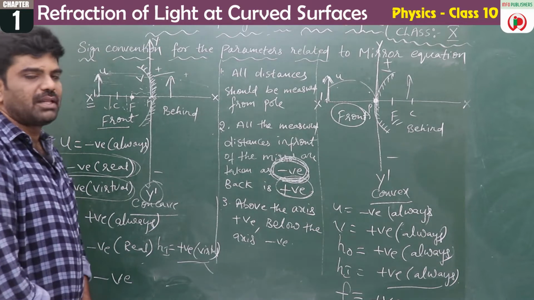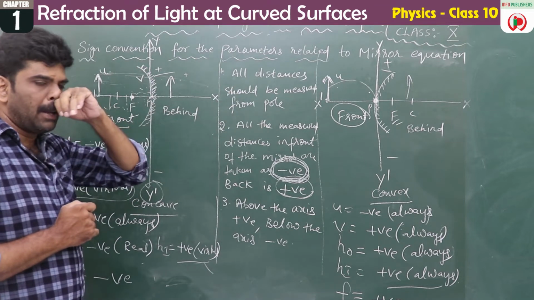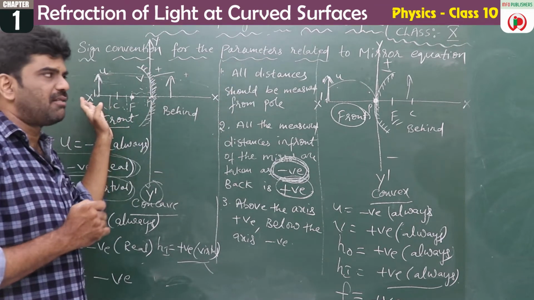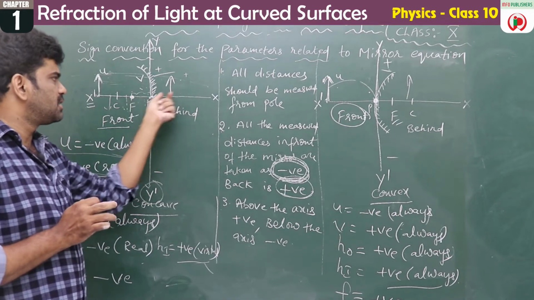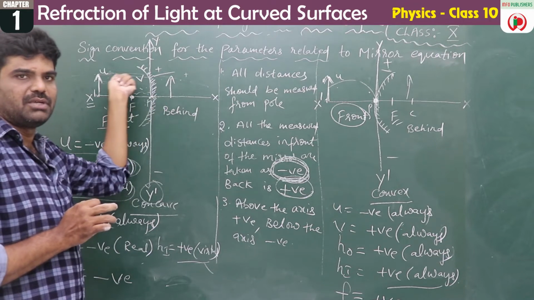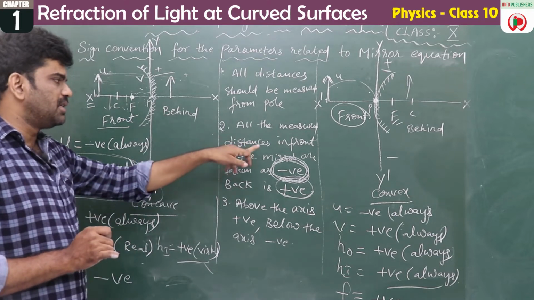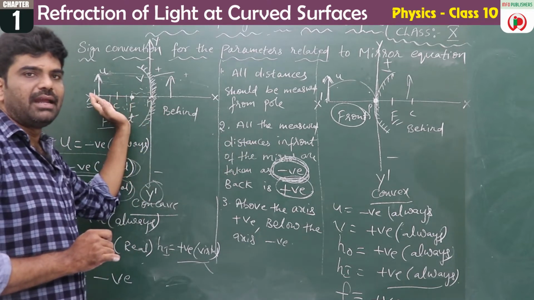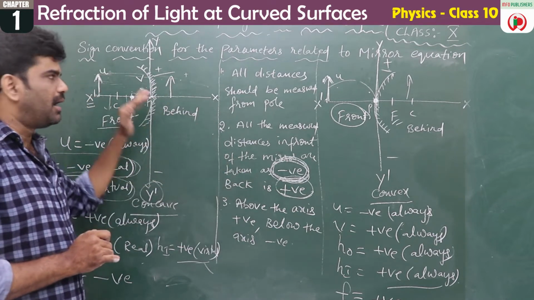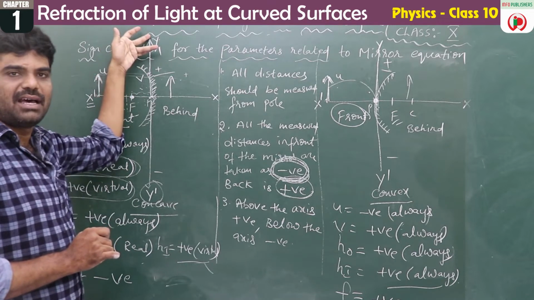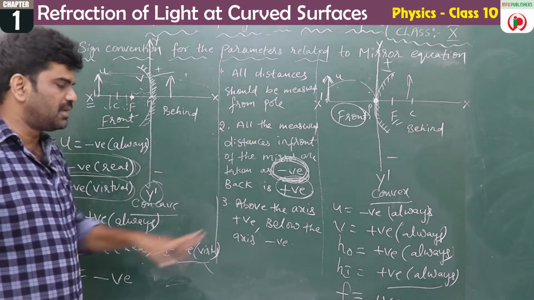Once again, the final time I repeat here: the sign convention for the parameters related to the mirror equation. This is a concave mirror, that is a convex mirror. The front side is the reflecting surface for both. Now you have to take all the distances measured from the pole only, the object distance or the image distance, whatever. Second, all the distances measured in front of the mirror are negative, behind the mirror are positive, above the axis are positive, and below the axis are negative.